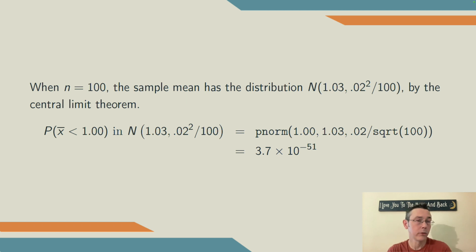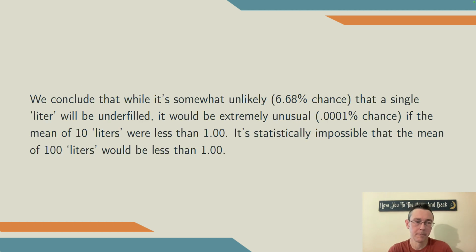Similarly, for n equals 100, the sample mean has the distribution with that same center, 1.03, and a variance of 0.02 squared divided by 100. So a standard deviation of 0.02 divided by 10, divided by the square root of 100. So the probability that x bar is less than 1 can be computed in R using the command pnorm of 1, 1.03, 0.02 divided by the square root of 100. In this case, we get 3.7 times 10 to the negative 51st power, so an infinitesimal number.